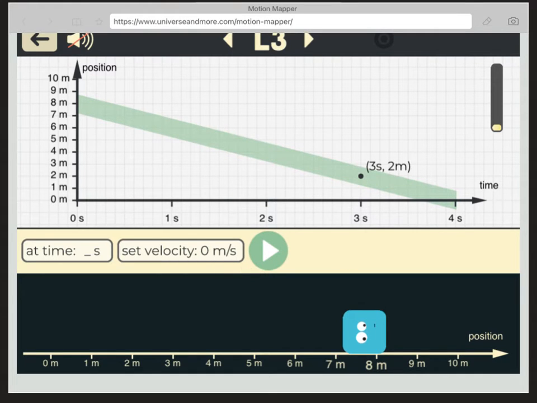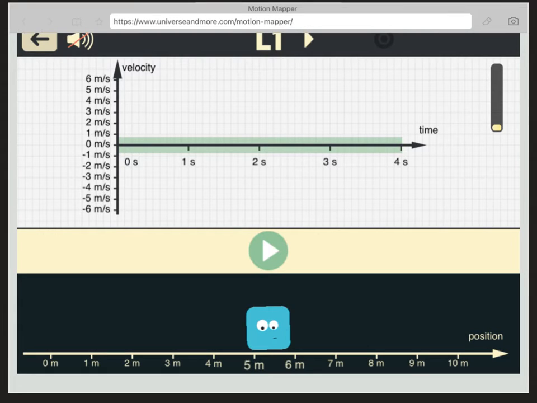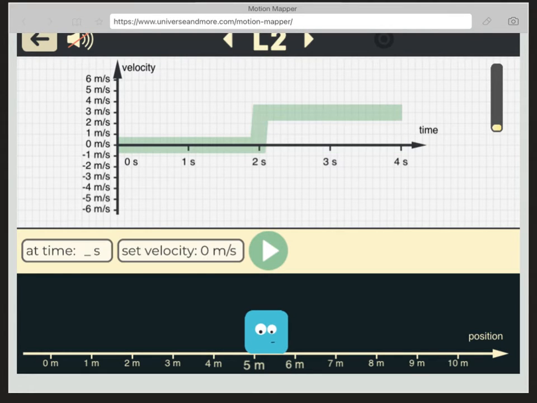All right, so that's position versus time graph where all you do is set velocity. Velocity versus time. Now, it can be a little bit more difficult because a lot of people have trouble understanding things like this right here. So I'll show you this one.